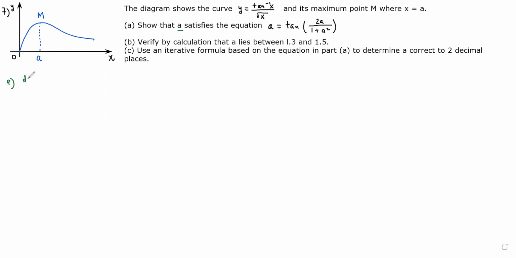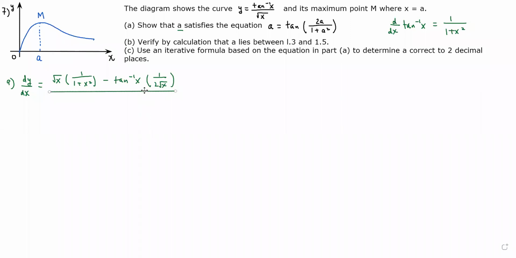In this case, we have to find dy/dx first. Since y is arctangent of x over square root of x, we need to apply the quotient rule. So we have square root of x, and we differentiate arctangent of x. When we differentiate arctangent of x, we have 1 over 1 plus x squared, and this will give us 1 over 1 plus x squared, minus arctangent of x, and the derivative of the square root of x is 1 over 2 root x.